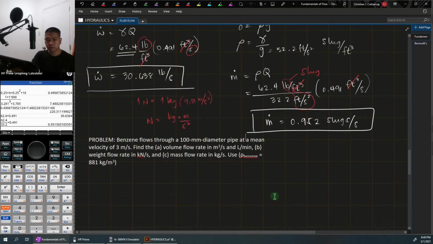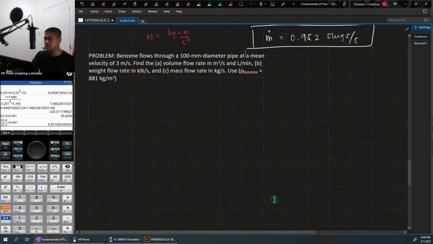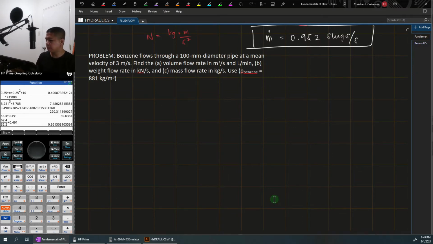Okay, so let's now proceed dito sa next problem natin, yung benzene. Benzene flows through a 100 millimeter diameter pipe at a mean velocity of 3 meters per second. Find the volume flow rate in cubic meter per second and liter per minute, then weight flow rate and the mass flow rate. So given the density of benzene to be equal to 881 kilogram per cubic meter.